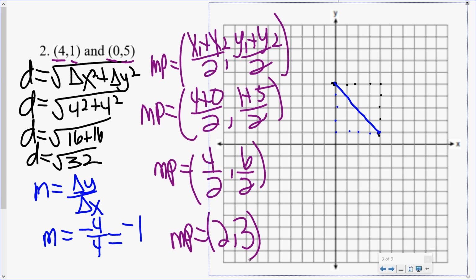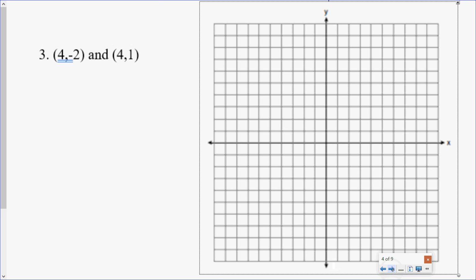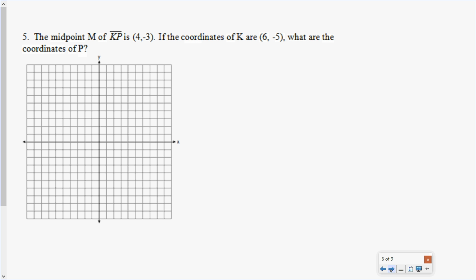So there's a couple more examples for you to practice distance, slope, and midpoint. Obviously, you have videos on each of them with full lessons to practice. There's no twists. Once you get it, you get it. So hopefully that will be a question you get correct on your quiz. Number 5, the midpoint of KP is 4, negative 3.